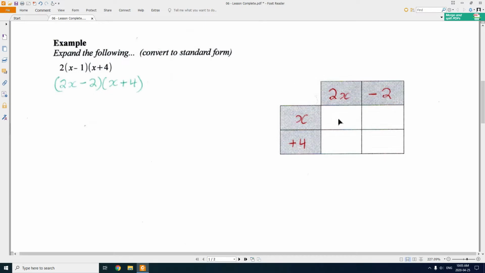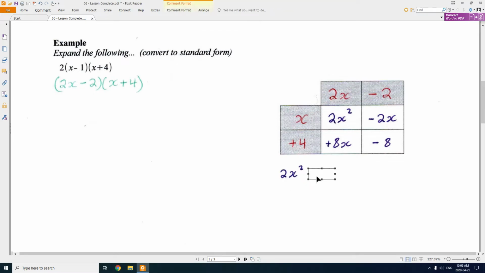Then you multiply every row and every column. 2x times x gives you 2x squared. Negative 2 times x gives you negative 2x. 2x times 4 gives you 8x. And negative 2 times 4 gives you negative 8. And then the last thing you need to do is just rewrite the inside there and simplify it. So rewrite it one more time. 2x squared minus 2x plus 8x minus 8.